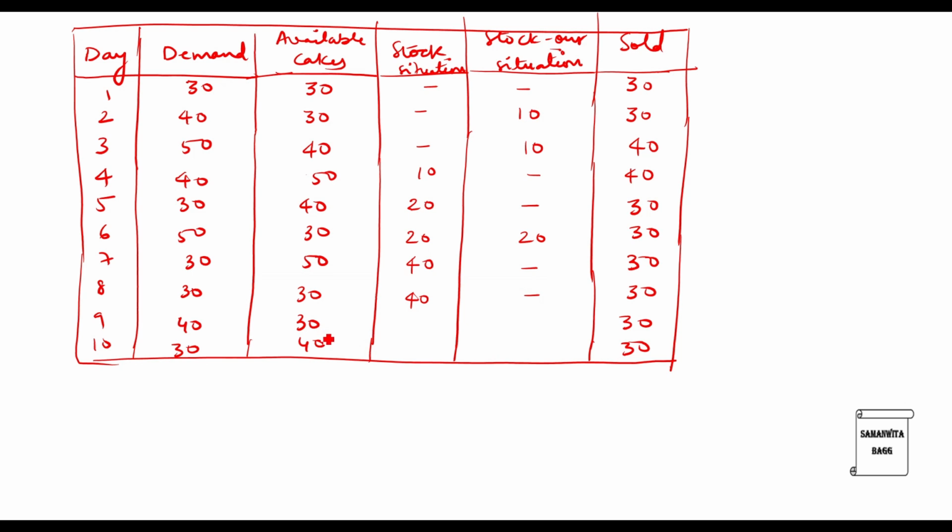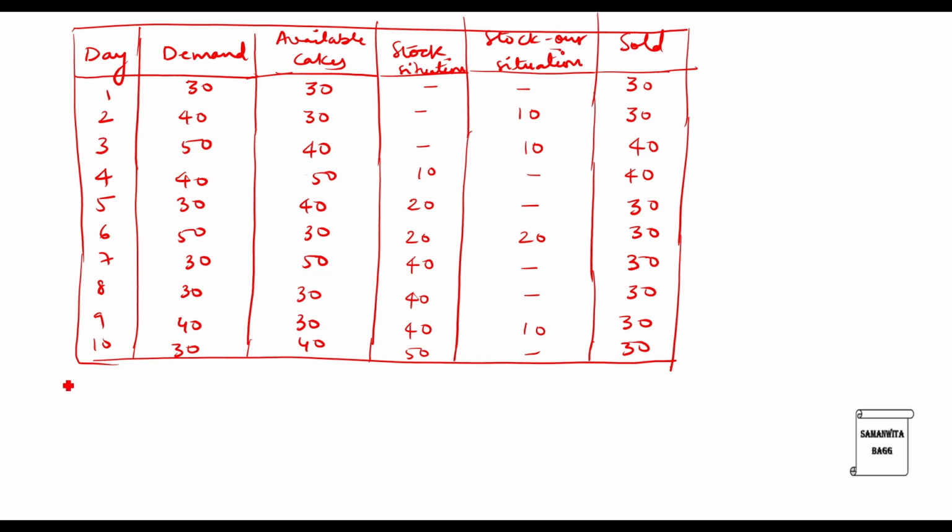Then he has 30 cakes, 40 to be sold. He will be able to sell only 30. But what about the stock out situation? He has 10 cakes less. His stock is still at 40. Last, he has ordered 40 cakes. He is selling only 30 of them. But the rest 10 cakes will now be added to his stock. He is not in a stock out situation.